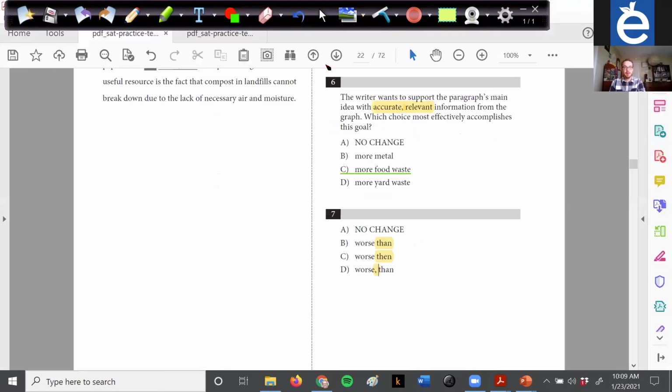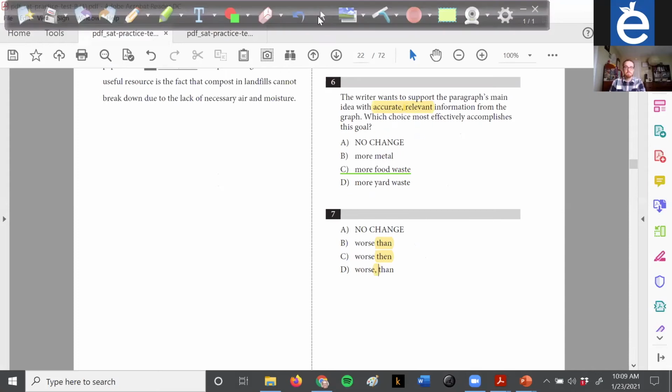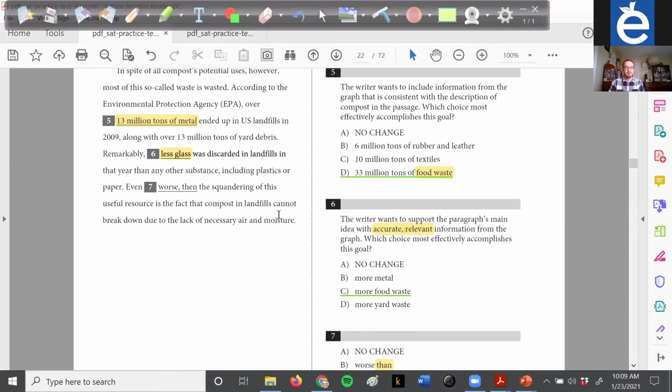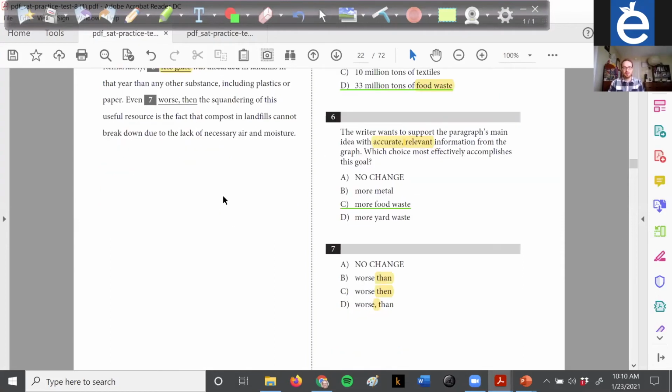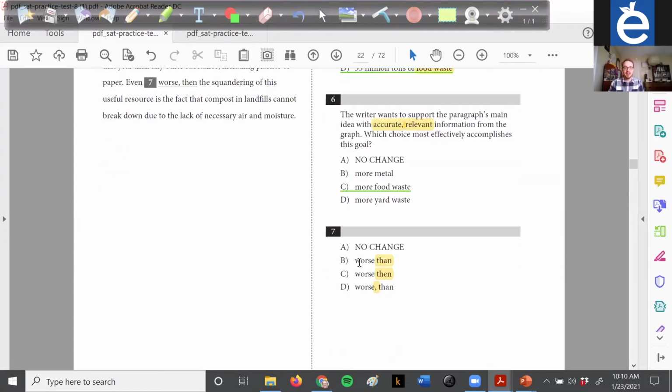So what are we doing here? Well, it's pretty clear we're comparing the fact that compost in landfills can't break down and the squandering of this resource. So we want THAN and we want no comma, and only B provides both.